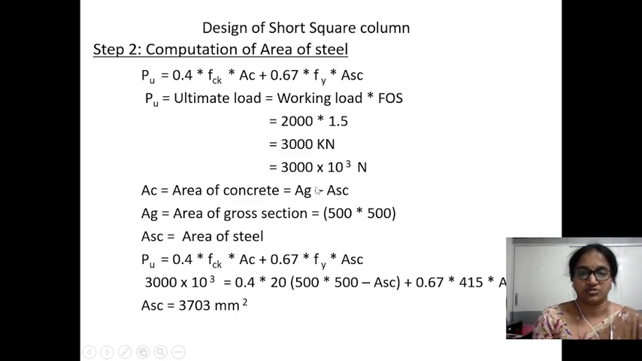So, for Pu I have substituted 3000 into 10 to the power of 3, and FCK is 20, and AC is equal to nothing but AG minus ASC. So, I have written here 0.76 into Fy, which is 415, and ASC is the unknown. So, now solving this equation I got area of steel for that column.